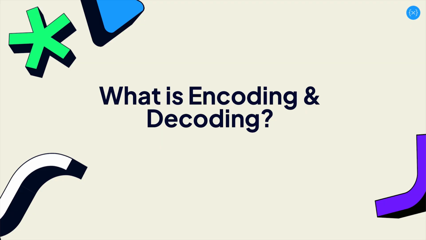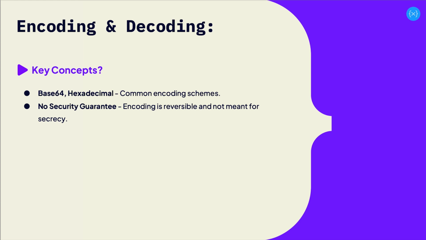The next section is encoding and decoding. Encoding transforms data into a different format using a scheme that is publicly known, while decoding reverses this process. Why do we do this? Encoding is not encryption. It is used to ensure that data can be safely transmitted or stored. It does not provide confidentiality, but it ensures compatibility and integrity between the transport. Some key concepts here: we have two different types, base64 and hexadecimal, and again, there's no security guarantee with encoding.